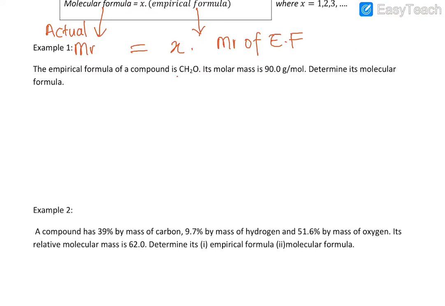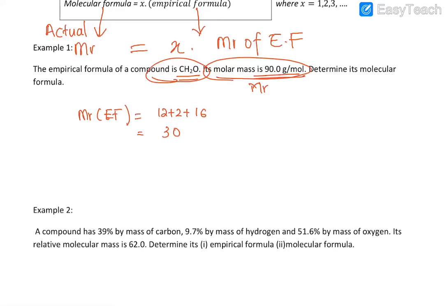Let's see how that works. So empirical of a compound is this. Its molar mass, so molar mass means its actual Mr, is this. So empirical formula is given. So I'm going to find the Mr of the empirical formula. So this is 30. Now I have the Mr of the molecular formula. This is 90. So then the value of X will be the Mr of the molecular formula divided by the Mr of the empirical formula. So that's 3.